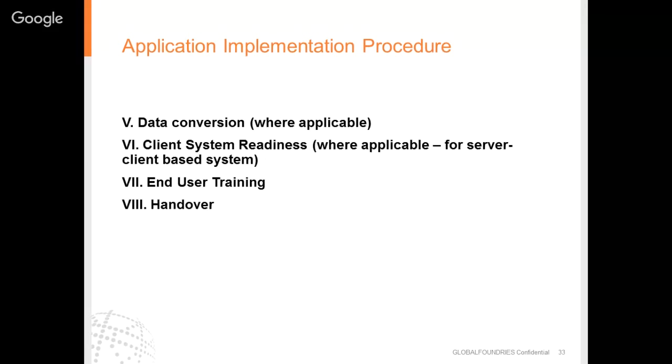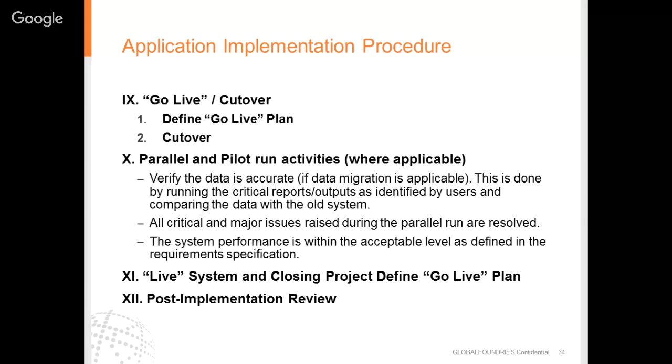So the fifth point in the application implementation procedure is data conversion wherever applicable, client system readiness wherever applicable for server client based systems, end user training and handover. In the application implementation procedure, the ninth point is go live or cutover, that is, define a go live plan and a cutover plan. The 10th point is parallel and pilot run activities where applicable.